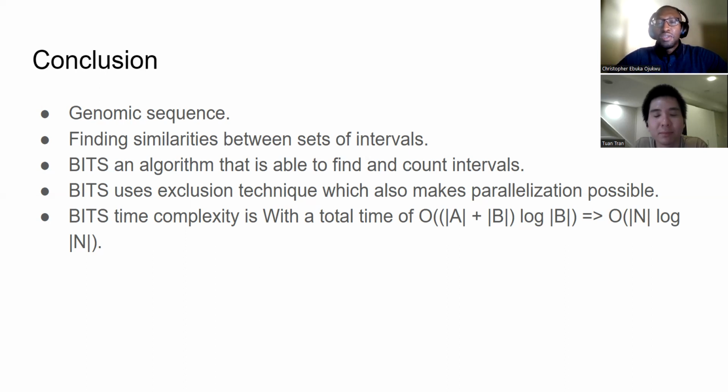And this leads to the time complexity with the total time of the length of A or the length of B log B. And what this means is that at each run, the length of A, depending on how many Ai we have, could be bigger than the length of B, which is the database.